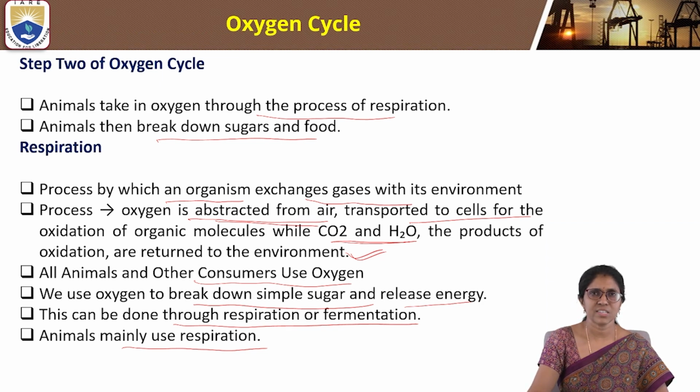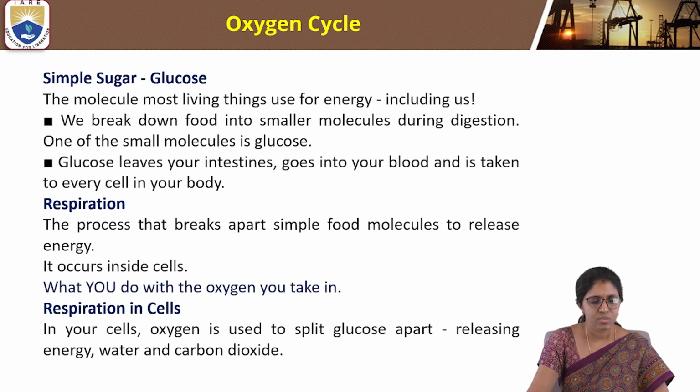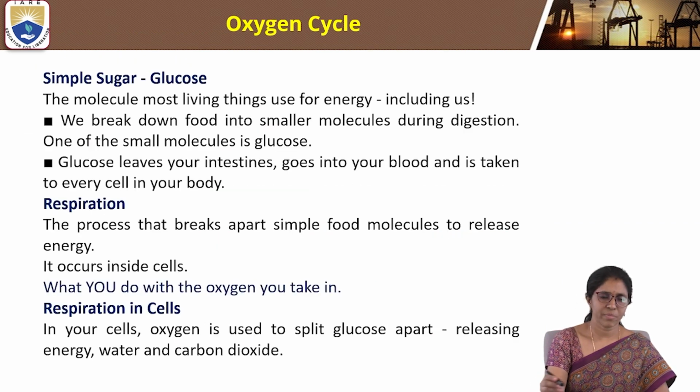Step 2 of the oxygen cycle is respiration. In this, oxygen is consumed by the animals for the production of energy and for the breakdown of simple sugar. Glucose is the simple sugar, the molecule most living things use for energy.